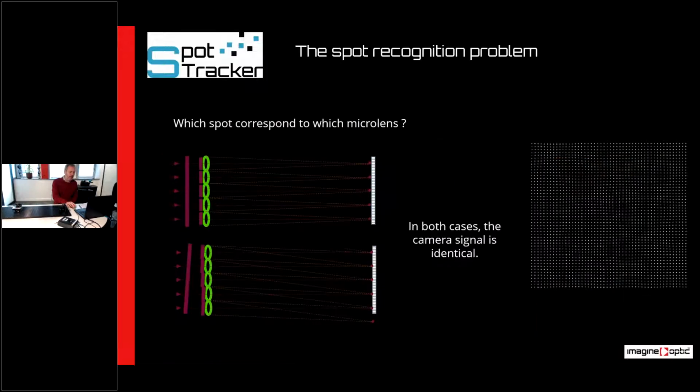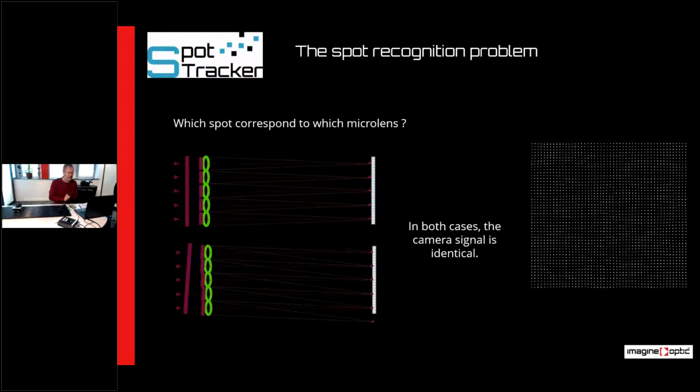Why did we create this SpotTracker approach? Because Shack-Hartmann sensors have basically a spot recognition problem. And I want to emphasize something here. It's not only a problem of Shack-Hartmann sensors, because many other techniques able to measure the wavefront create a pattern which is very regular, and other techniques of wavefront sensing have the same issue here.